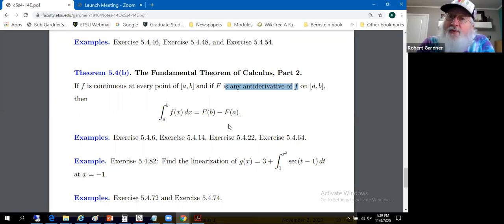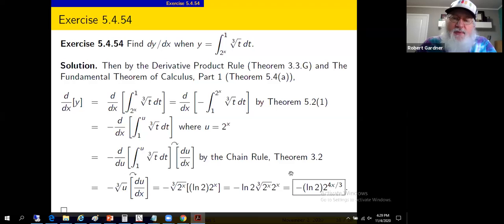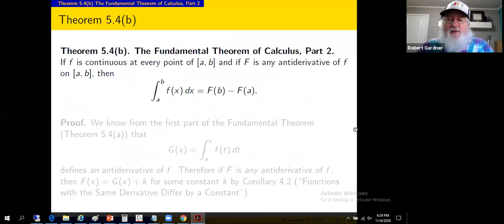For now, we'll just deal with functions that you can anti-differentiate to illustrate this. Let's prove that, it being the fundamental theorem of calculus and all. Must be a big deal. So let's prove that. Actually, the proof's not too long.